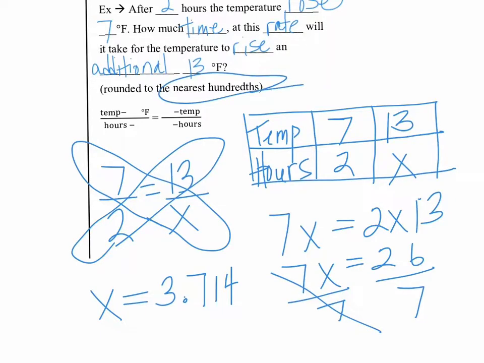Hundredths. What does the 4 tell that 1 to do? Remember, 4 or less, let it rest. 5 or more, raise the score. So it's a 4, leave the 1 the way it is, bring down the 7, bring down the decimal, and bring down the 3. And that would be the number of hours. The number of hours it takes to rise 13 degrees.